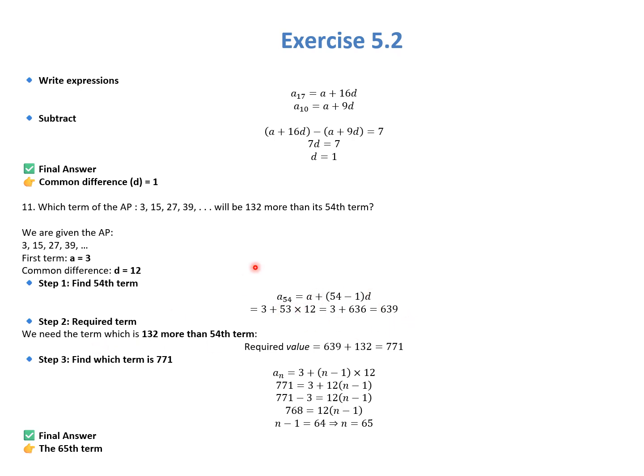Now we are saying that the term will be 132 more than the 54th term. So we'll add 132 to the 54th term. The term is 771. We have to get the value of n here. So an is equal to 771. When we solve it, we get n is equal to 65. So the 65th term is 132 more than the 54th term. This is how we have to solve the equation. So we'll move to the next one.